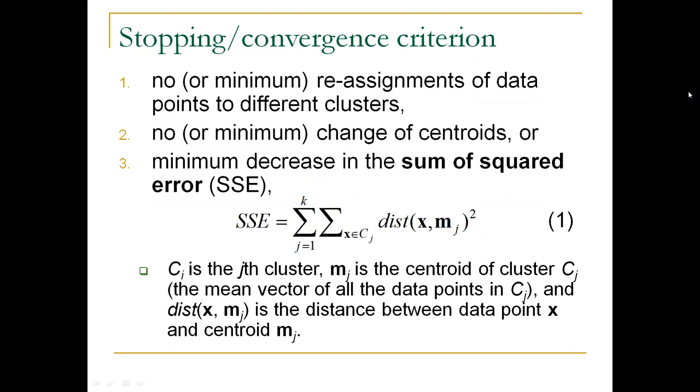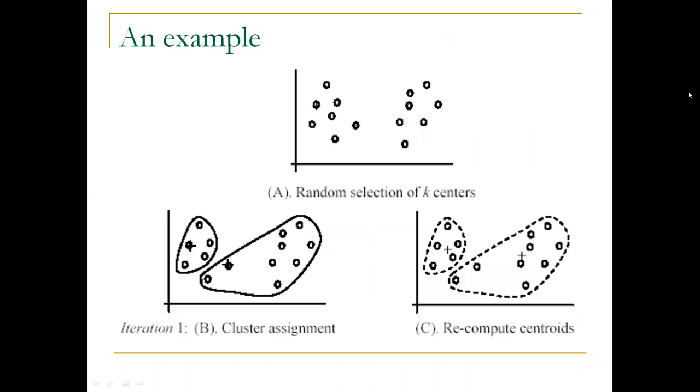Stopping or convergence criterion: no or minimum reassignments of data points to different clusters, no or minimum change of centroids, or minimum decrease in the sum of squared error. This is an example showing the K-means algorithm.